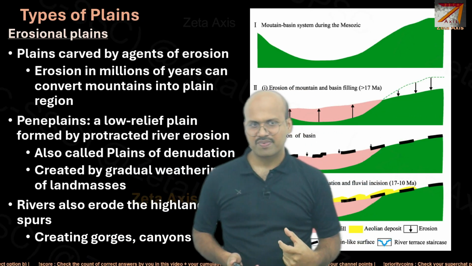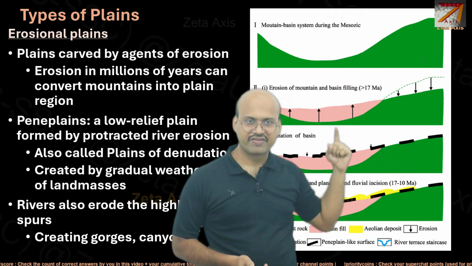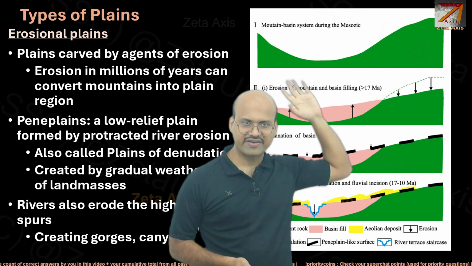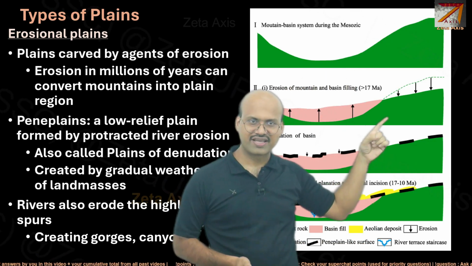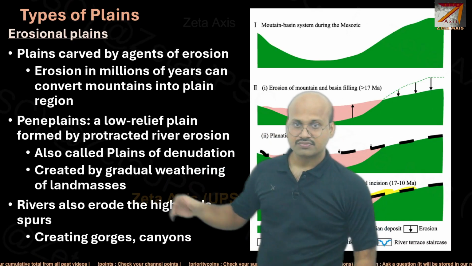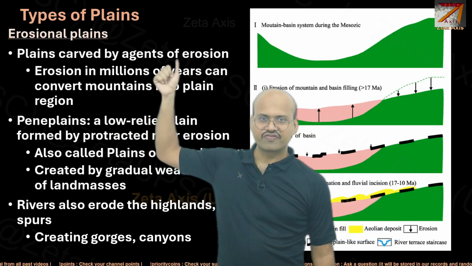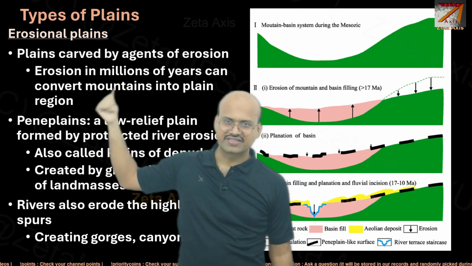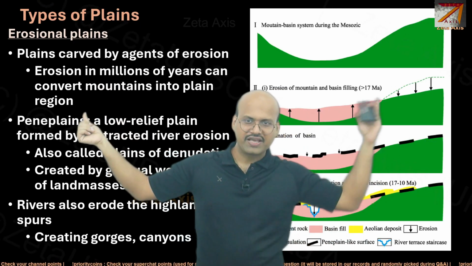It can also create plateaus. So for example, if this was not deposited here but carried away somewhere else, then this would be like a plateau, a tilted plateau in fact. Plains carved by agents of erosion. Erosion in millions of years can convert mountains into plains.